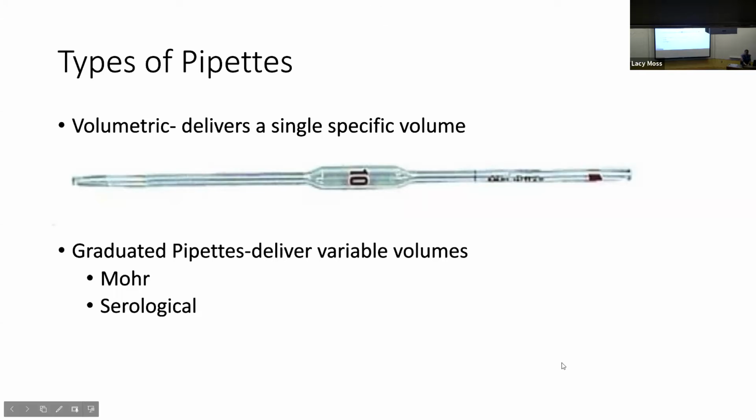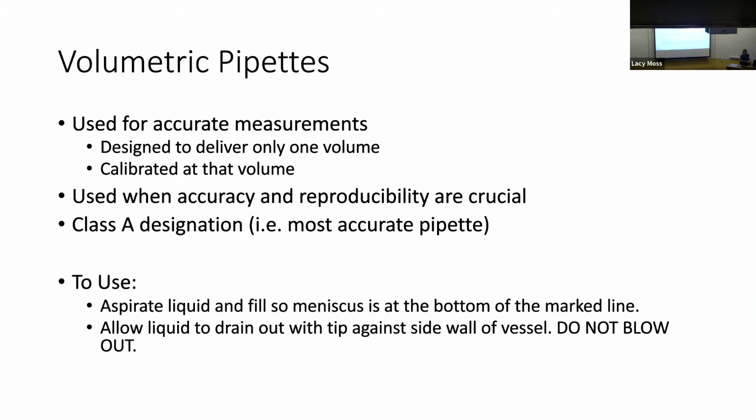But they do exist. All right, so the volumetric pipettes are used for very accurate measurements. You're going to use them a lot if you're doing mass spectrometry or anything where you need a very exact amount. These have a class A designation, which is basically a chemistry way of saying they're very accurate. To use it, you would aspirate up the liquid, fill to the little etched line, the bottom of the meniscus to the little etched line, and then allow the liquid to drain out into your new vessel while holding the tip against the vessel wall. And you do not blow it out. So you just let it drain by gravity, and whatever's left in there, that's what's left. Okay. So no blowing out.